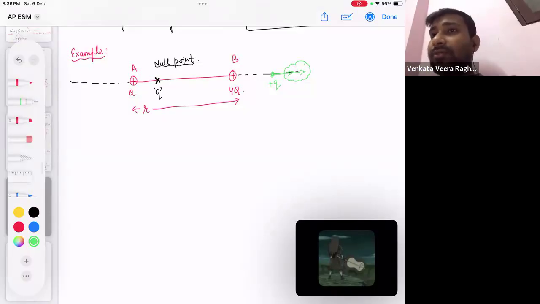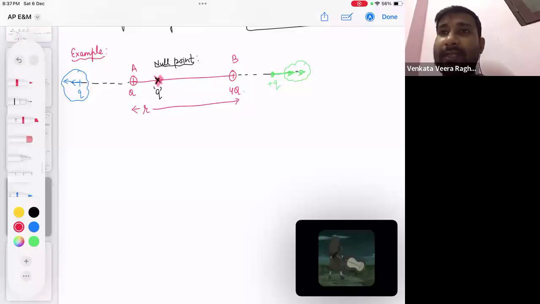Two forces are in the same direction. They can never make it zero, isn't it? Let's keep the charged particle here. Now tell me, will it be repelled by the charge A? Will it be repelled by the other charge B? Again, these two forces cannot make the net to be zero.